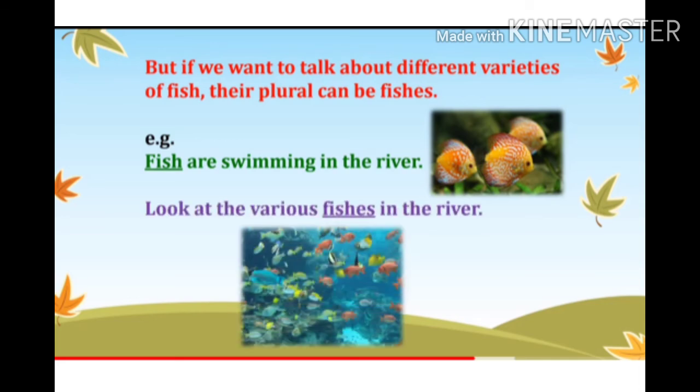Have a look to the next one. Now here in this picture, we can see there are a variety of fishes here in the river. So look at the various fishes in the river. That means when we are talking about varieties, that means kinds of fishes, that time the word fish will change to fishes. So its plural will be fishes. Otherwise, fish will remain fish only in its plural form.